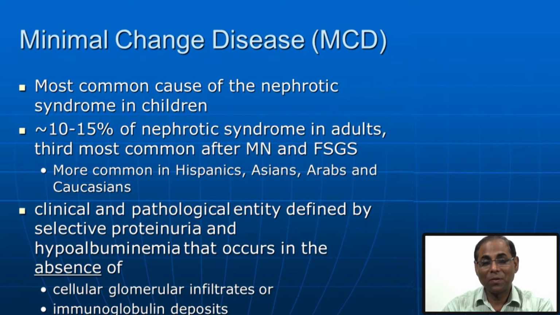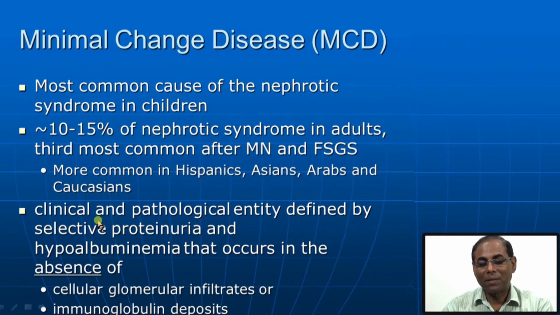If you go to the pediatric OPD of kidney diseases, you see that the majority of these children present with nephrotic syndrome. It accounts for 10 to 15% of nephrotic syndrome in adults. So in adults it is much less, and it is the third most common after membranous glomerulonephritis and FSGS. So in adults the commonest is not minimal change disease, and it is more common in Hispanics, Asians, Arabs and Caucasians. This is the international perspective.